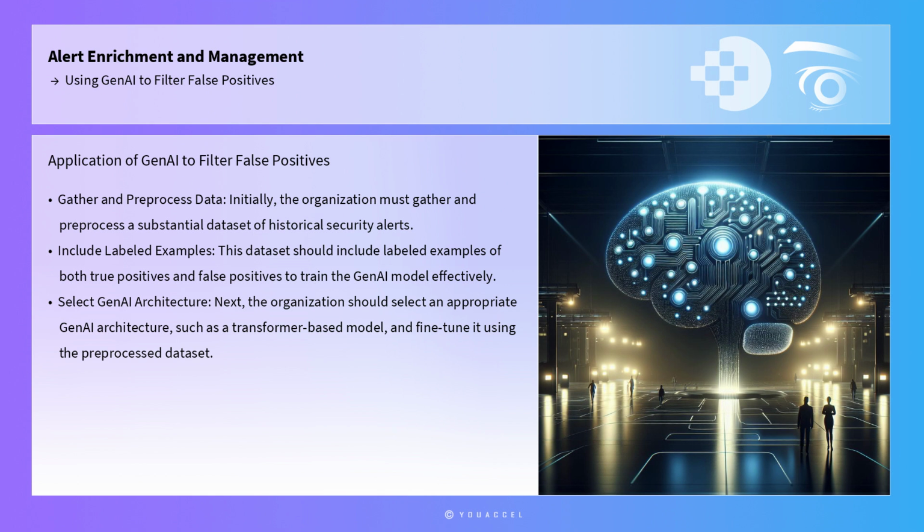A step-by-step application of GenAI to filter false positives involves several key stages. Initially, the organization must gather and pre-process a substantial dataset of historical security alerts. This dataset should include labeled examples of both true positives and false positives to train the GenAI model effectively. Next, the organization should select an appropriate GenAI architecture, such as a transformer-based model, and fine-tune it using the pre-processed dataset. The fine-tuning process involves adjusting the model's parameters to optimize its ability to distinguish between genuine threats and false positives based on the training data.